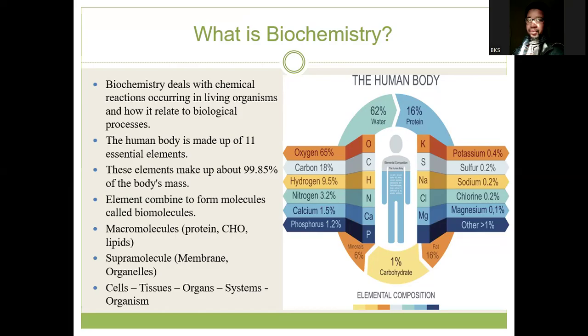hydrogen 9.5%, nitrogen, calcium, phosphorus. We have potassium, sulfur, sodium, chlorine, magnesium, and other elements which contribute less than 1%. Each of these elements is found either in the form of water, which forms 62% of the human body, or as protein, minerals, and carbohydrates.